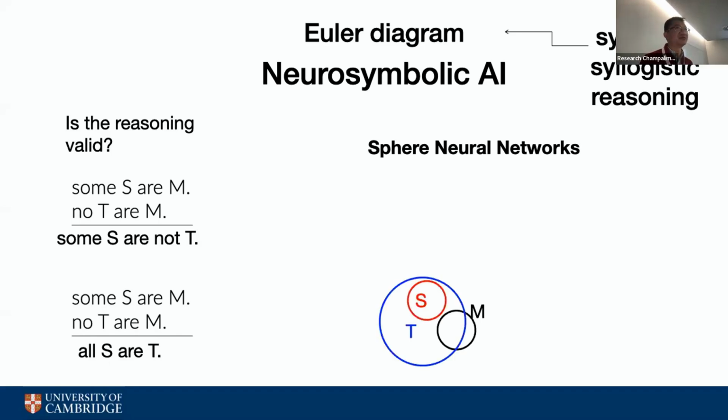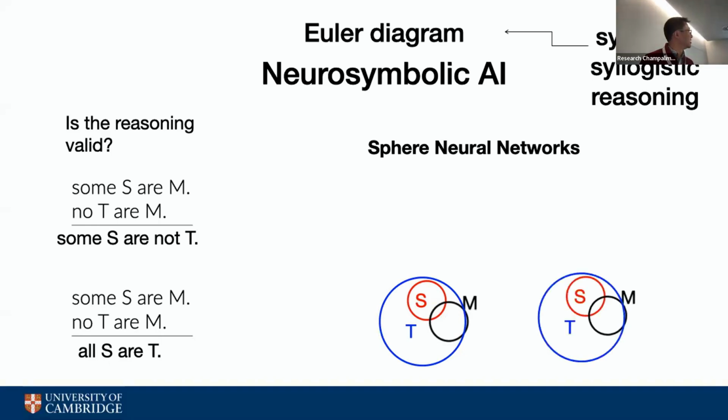So if this is a starting configuration, some S are M. If we fix S, we move M towards S. All S are T is already satisfied, so we don't move T, and no T are M. If we fix T and move M, it cannot satisfy the three statements. And the question is, if we argue this network is a reasoner for sure, it will run into a never-ending loop.